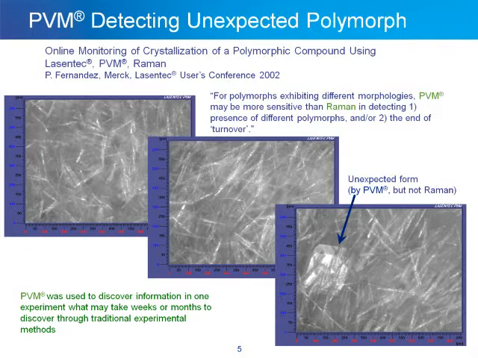So for polymorphs, what Merck would actually say here is that for polymorphs exhibiting different morphologies, PVM may be more sensitive than Raman in detecting the presence of different polymorphs at low concentrations, as well as the end of the turnover, or the transition from one polymorph to another. So PVM, again in this example, was used to discover information in one experiment that would have taken weeks or months to discover with traditional experiments. And that was actually proven here by Merck.